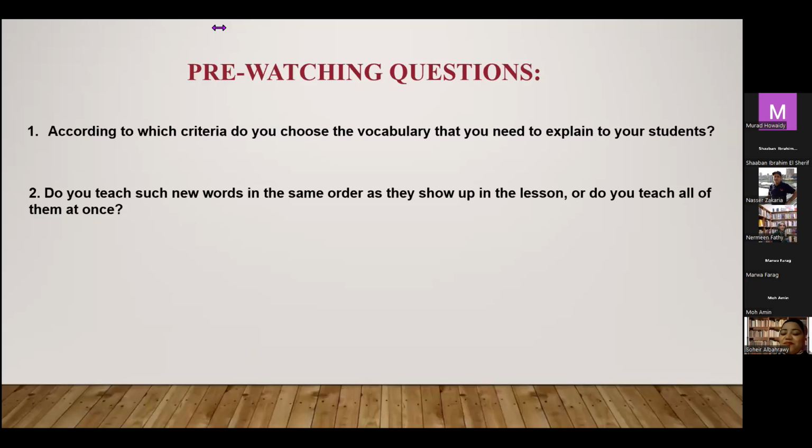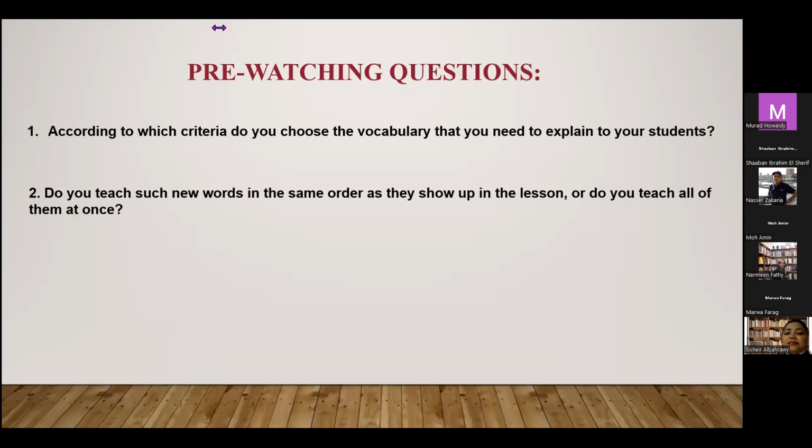We have Nasser Zakaria. Please unmute yourself, Mr. Nasser. Okay, good evening all. I think teaching words in the same order is much better than writing them all on the board at first. This wastes the teacher's time and distracts the student. So it's much better to explain them in the same order as in the lesson, to focus on the lesson. Okay, thank you, Mr. Nasser.